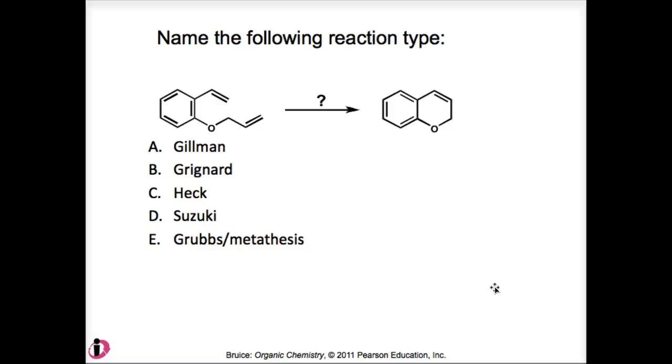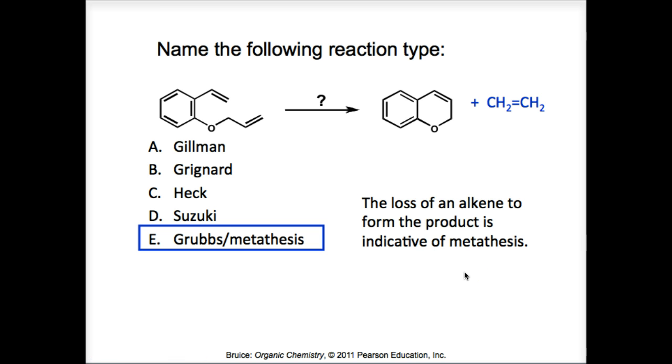Here is problem number 10. Name the following reaction type. Of course, it's listing A through E. So take a moment to look at that. Here it is. Name the following reaction type. We've got Gilman, Grignard, Heck, and Suzuki. And the Grubbs metathesis actually is the correct answer.